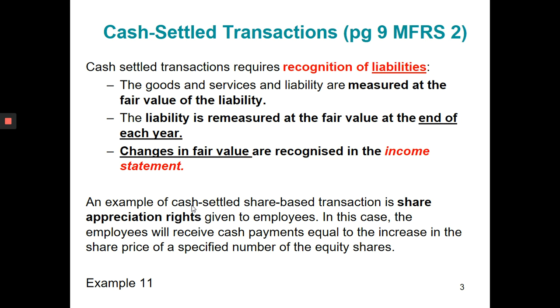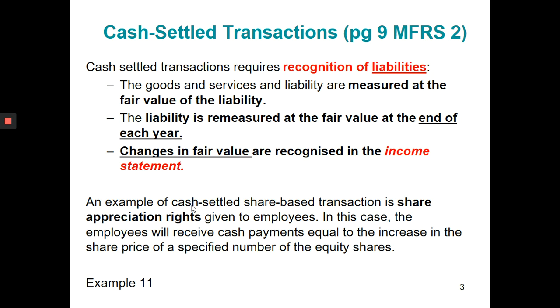So cash settle transaction require recognition of liability where we going to measure at the fair value of the liability. The liability is remeasured at the fair value at the end of each year. This is where you need to kira every end of the year what is the fair value of the liability, and the change in fair value is recognized in your income statement. An example of cash settle share-based payment transaction is share appreciation right given to employees.